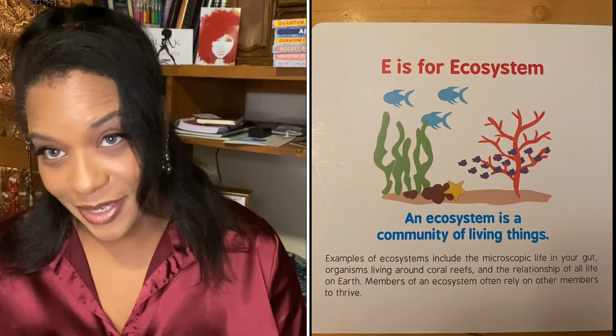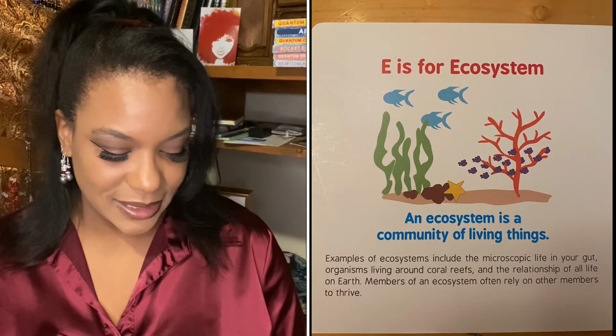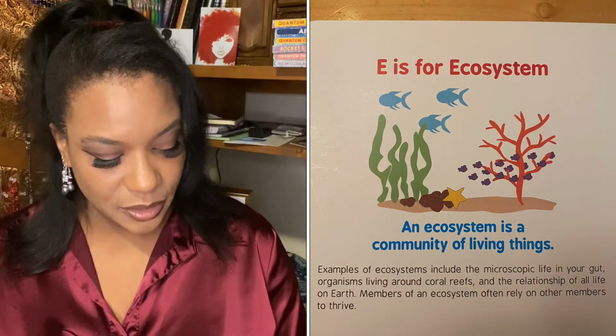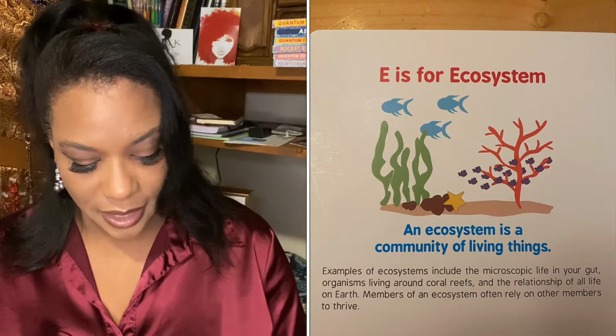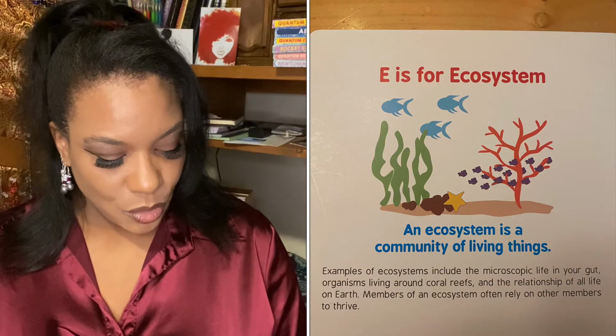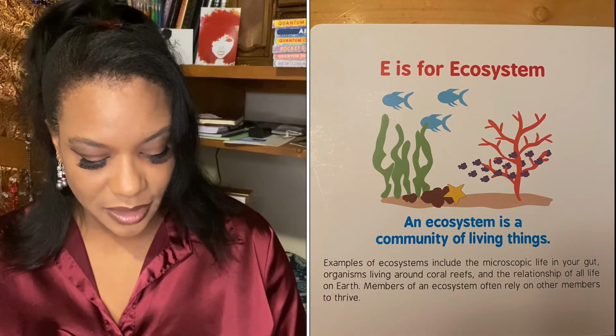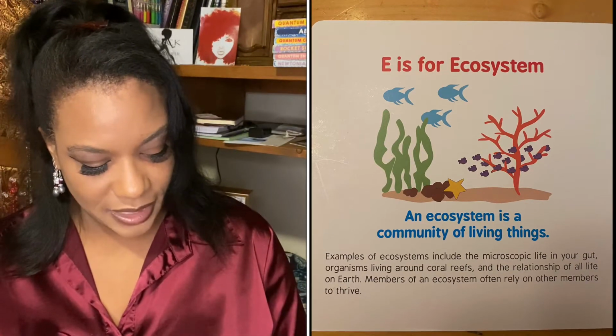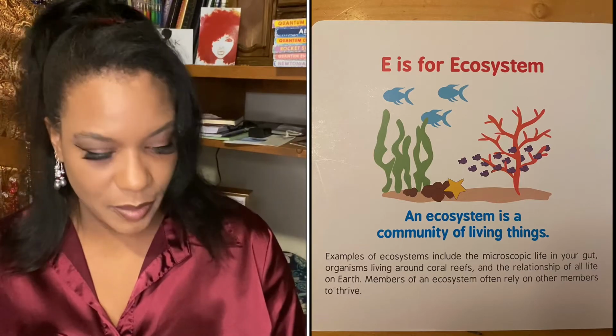E is for ecosystem. An ecosystem is a community of living things. Examples of ecosystems include the microscopic life in our gut, organisms living around coral reefs, and the relationship of all life on Earth. Members of an ecosystem often rely on other members to thrive. I rely on you to thrive. I hope I'm helping you to thrive.